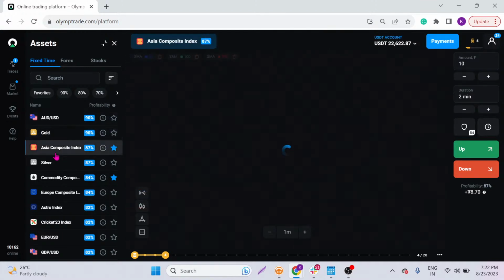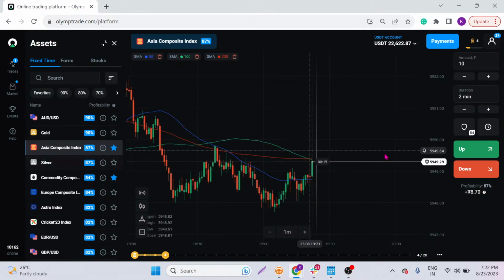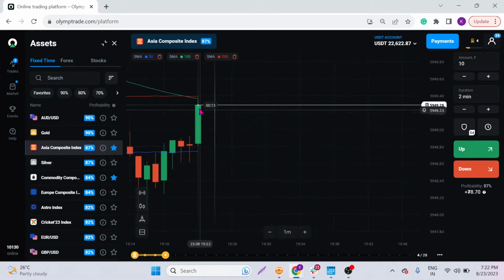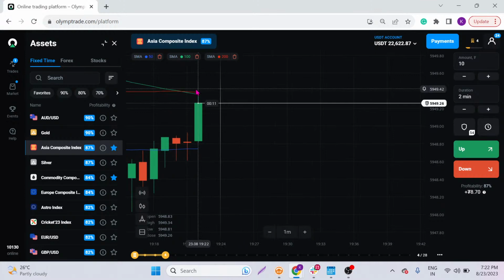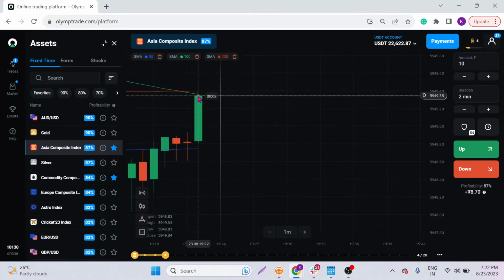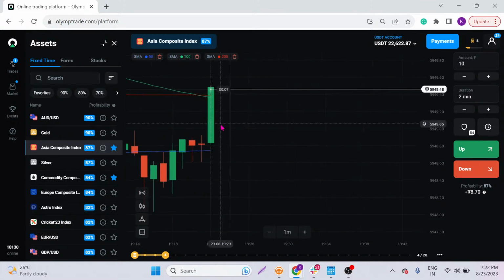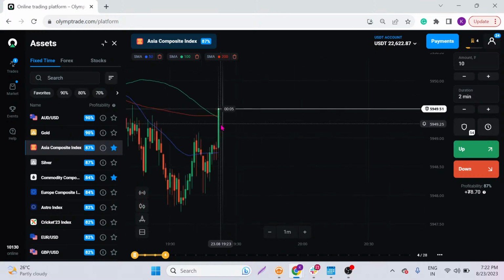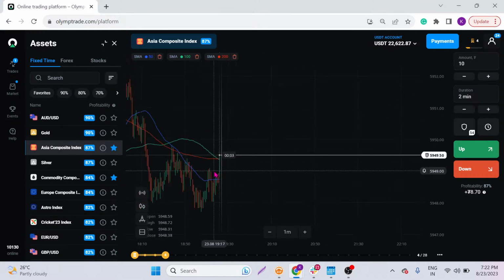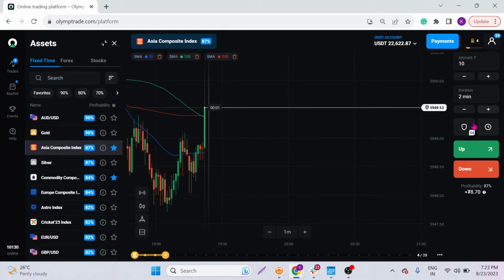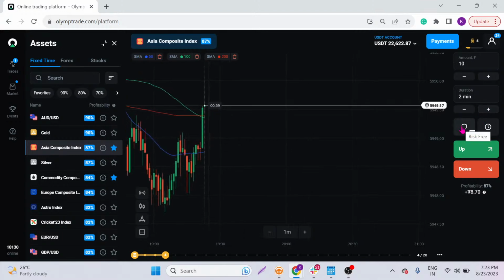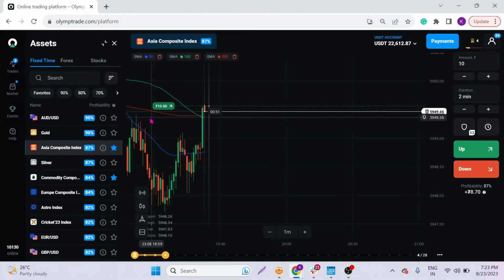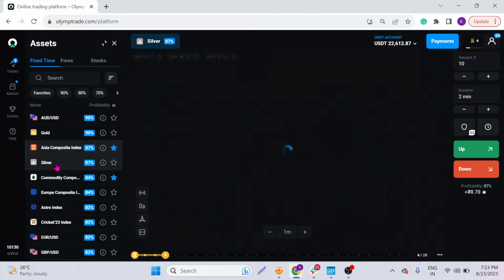Are you guys finding any signals? Here I am finding a signal where the candle is trying to come. It tried to come near the SMA 100 and 200. Okay, there is a crossover, so next candle can be an upward trend. Let's see. I am going to make an upward trade here. Let's see how this goes.